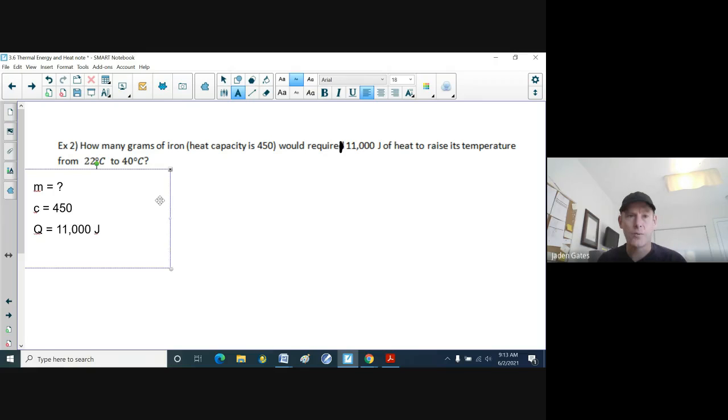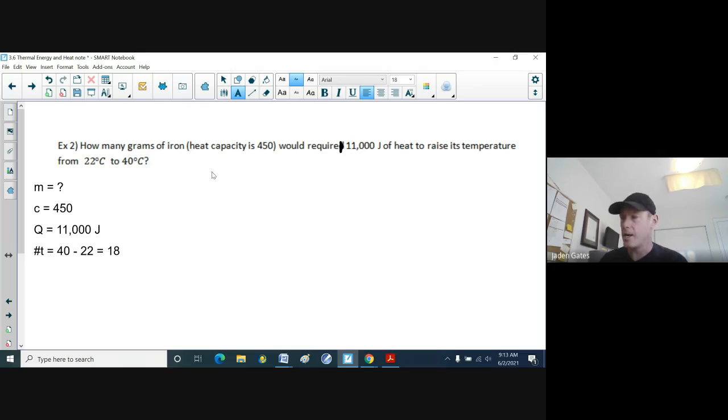All right, and we're going to raise its temperature from 22 to 40. So again, I can find the delta T. Its final is 40, and I subtract where it started. And so the temperature would be going up 18 degrees.